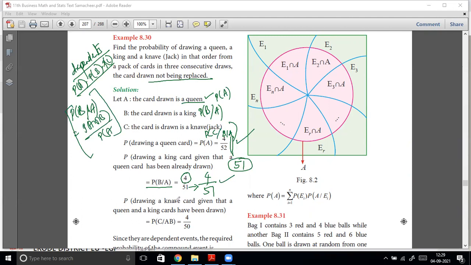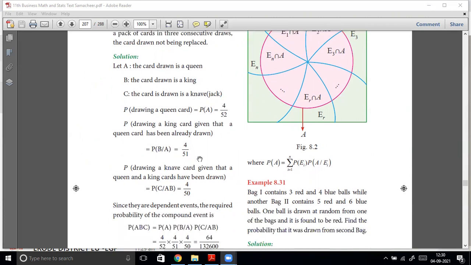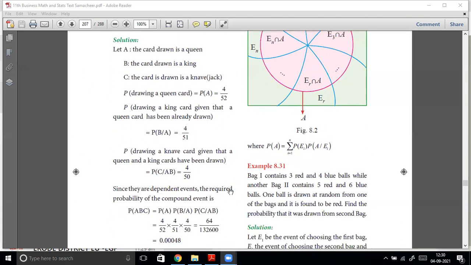Now, see, probability of a knave, meaning jack, given that a queen and a king card have been drawn, 2 cards have been drawn. So how many cards are remaining? 50 cards are remaining. So this is the denominator. Now again, king and queen are drawn, so 4 jacks will remain. That is 4 by 50. Probability of drawing a queen, a king, and a knave in that order from a pack of cards, the cards not being replaced. So very important. You got P of C given A and B is 4 by 50. So they are dependent events.